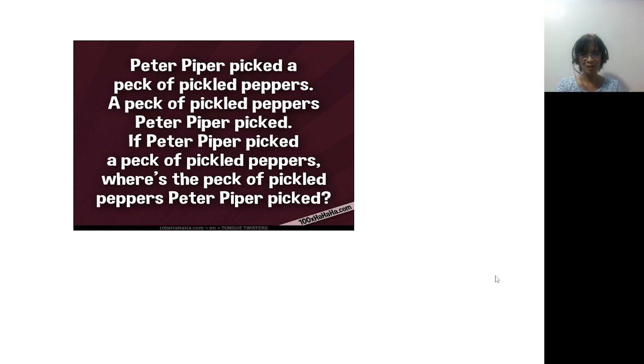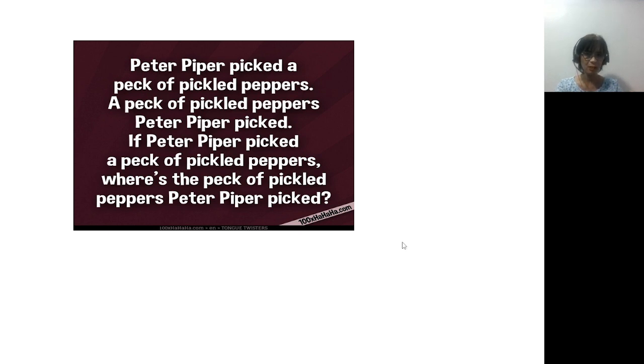Okay, are you ready for this? Because I am. You don't have to say it too fast, because the way for you to practice is really to go slow. So let's do the Peter Piper tongue twister. The first one is: Peter Piper picked a peck of pickled peppers.